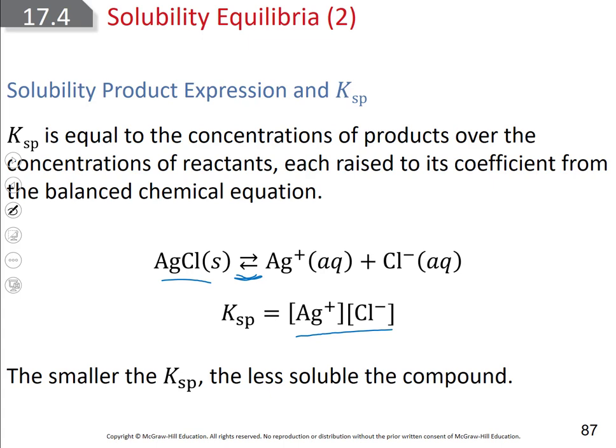The smaller the K, we learned back in chapter 15, small K's mean that the reaction proceeds very, very little towards the product. So if we have a small KSP, that means the majority of it is going to stay over here on the reactant side, and very little of it's actually going to dissolve. So large KSPs are things that dissolve more, small KSPs are things that dissolve less.